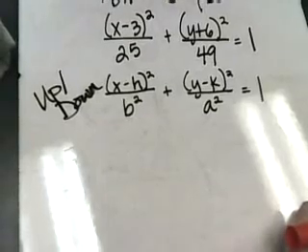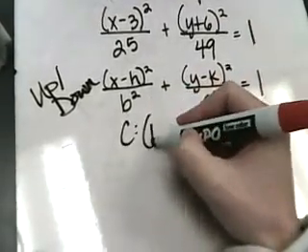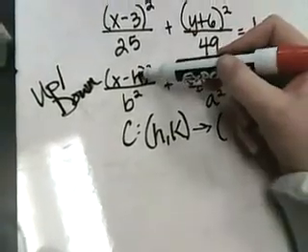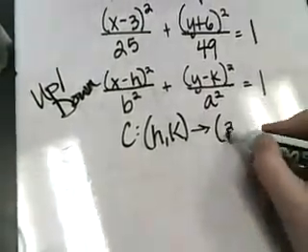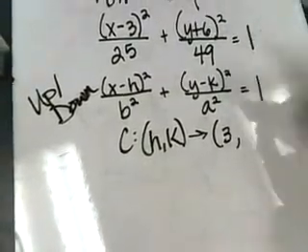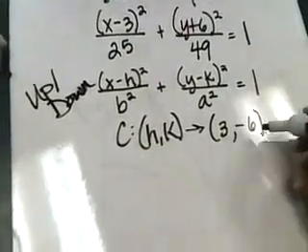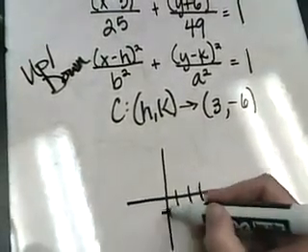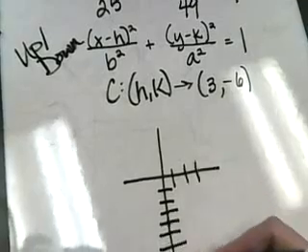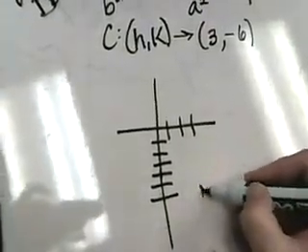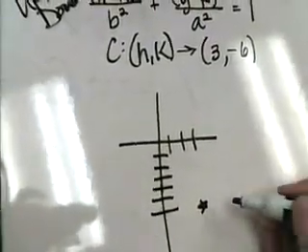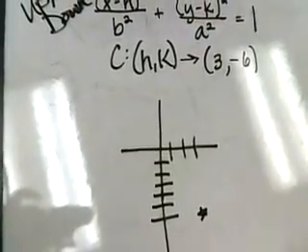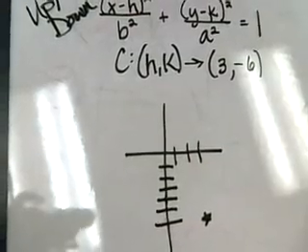Next step says plot the center. Remember, my center is at h, k, and h and k are opposite of what they look like. So h is positive 3, and k is negative 6. Now again, this is not technically a point on my oval, on my ellipse, so I'm going to use a star.